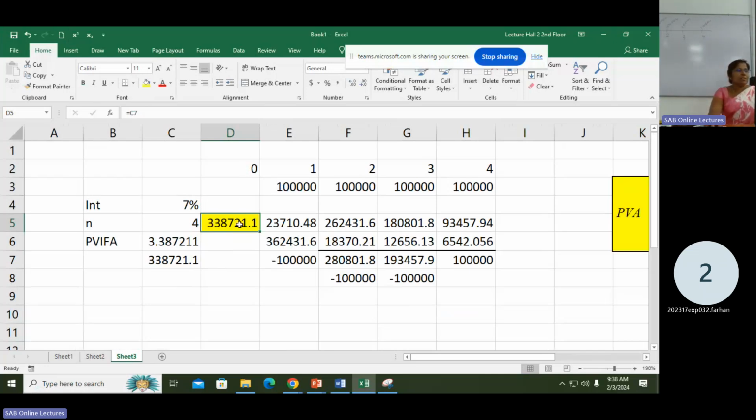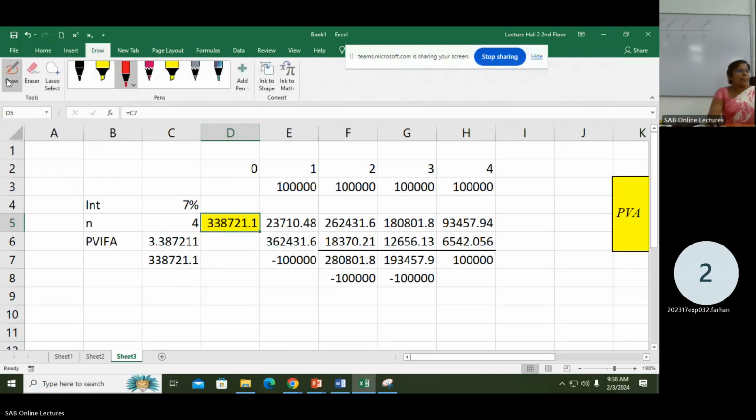So now today his deposit is 338,721. Then from here to here, you are getting interest at 7%. When the 338,721 approaches the end of year 1, you are getting 7% interest for that period. So your account balance at the end of year 1 will be 362,431. Then you make your first withdrawal of 100,000.